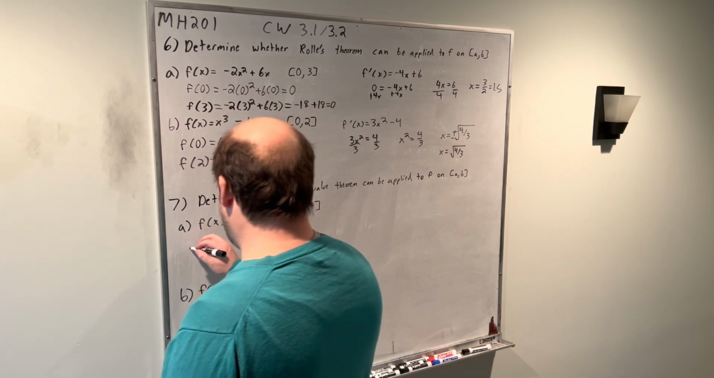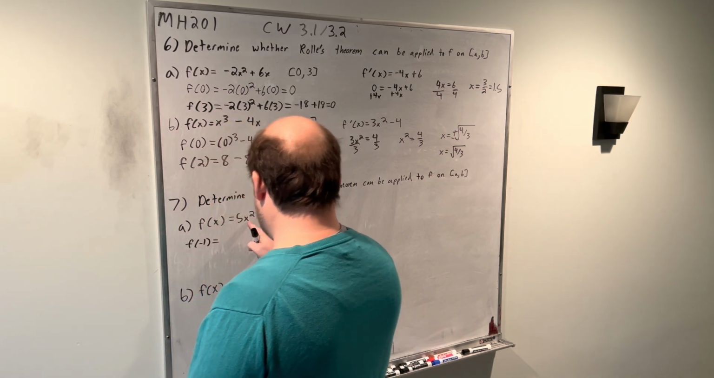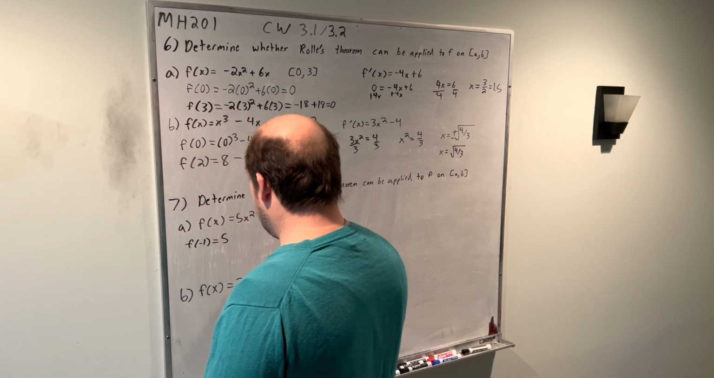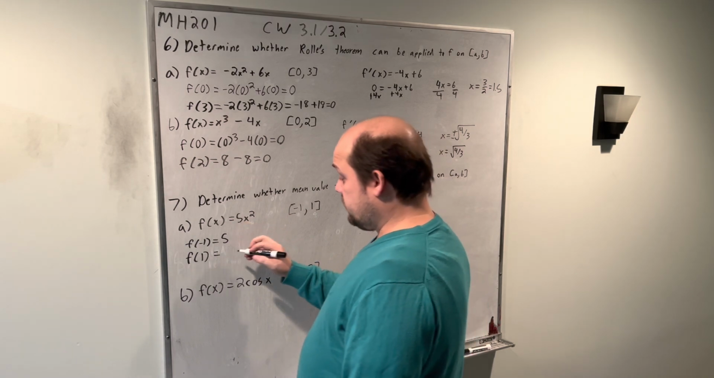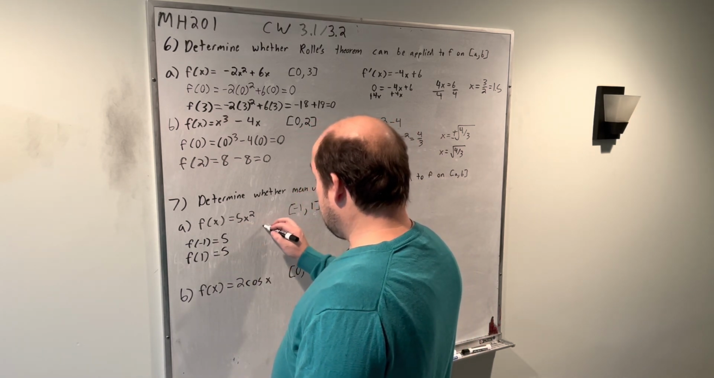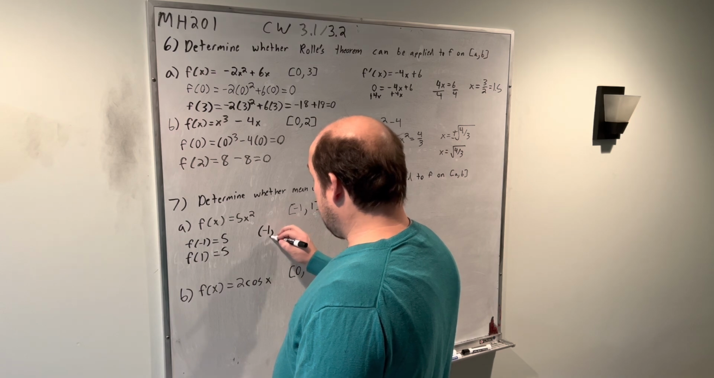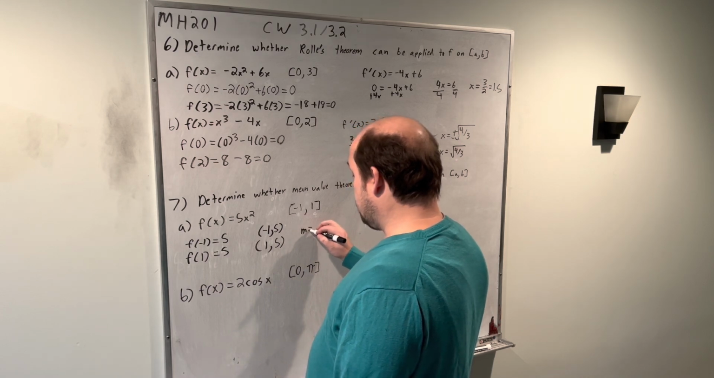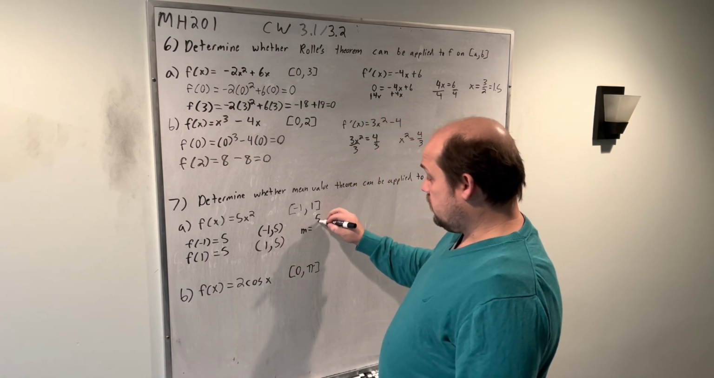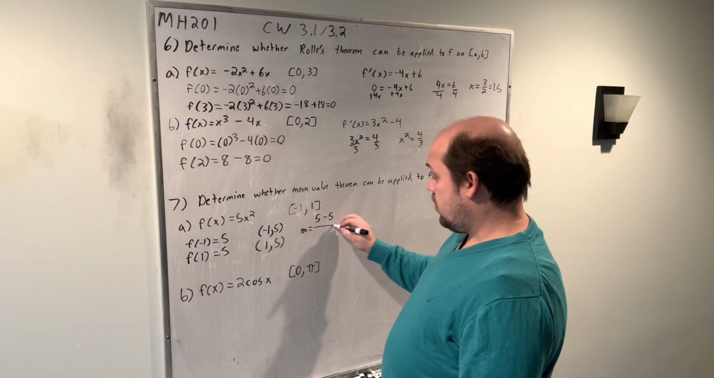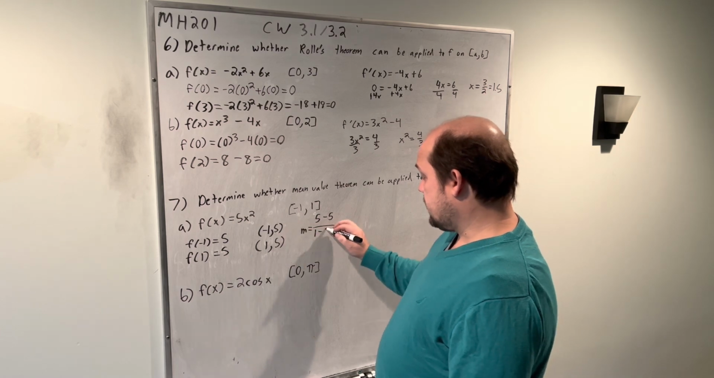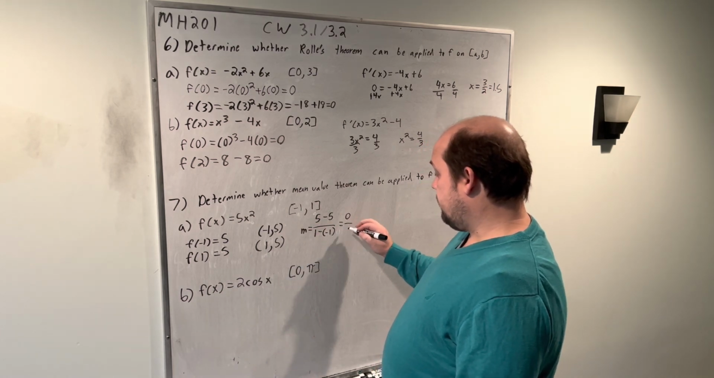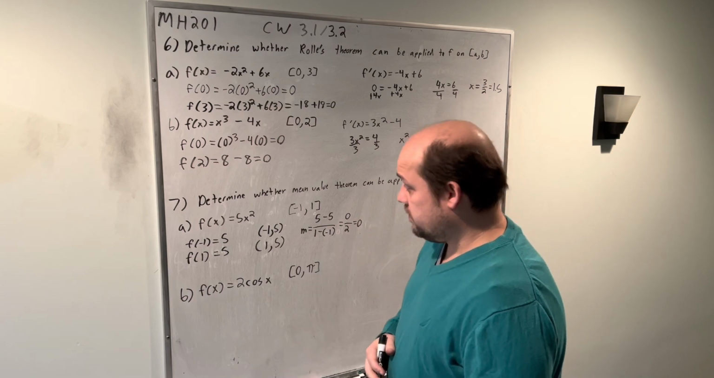So if I do f of -1, -1 squared is 1 times 5 is 5. If I do f of 1, 1 squared is 1 times 5 is 5. That tells me that really I have the xy points -1, 5, and 1, 5. If I want to find the slope between them, the slope would be y2 minus y1 over x2 minus x1. That would give me 0 over 2, or just 0.